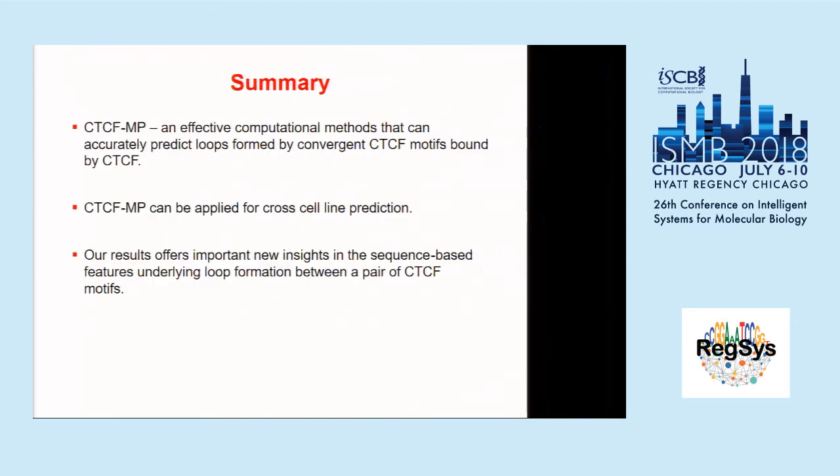To sum up, we developed CTCF-MP, an effective computational method that can accurately predict loops formed by convergent CTCF motifs bound by CTCF protein. And we can use CTCF-MP for cross-cell line prediction. Finally, our results offer important new insights into the sequence-based features underlying loop formation between a pair of CTCF motifs.